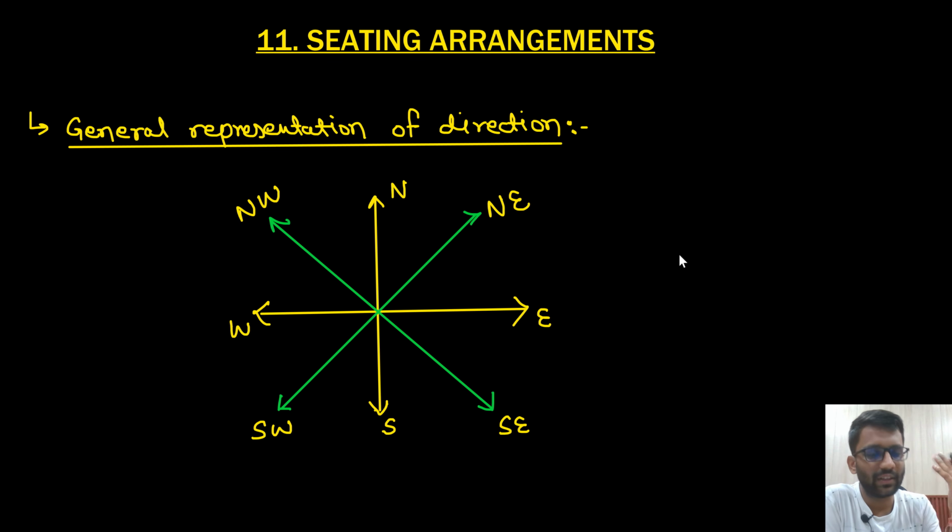You should know which direction is what. So I told you in the last video how to determine the direction. Wherever you are sitting, if you are looking in front, that is north, looking backward, that is south, towards your right hand you have east, and towards your left hand you have west. In between are northeast, southeast, southwest, and northwest.